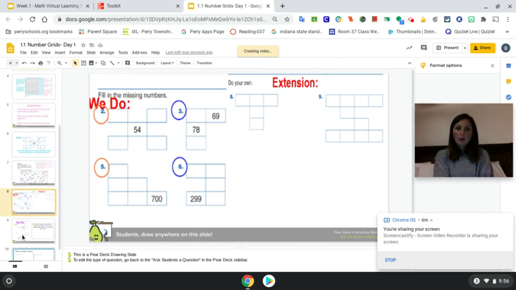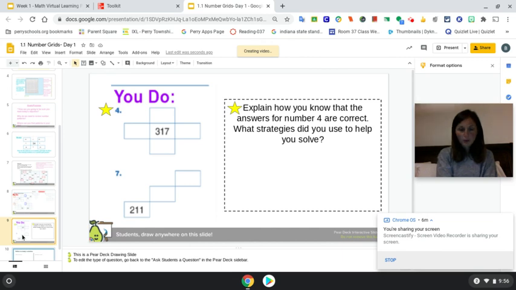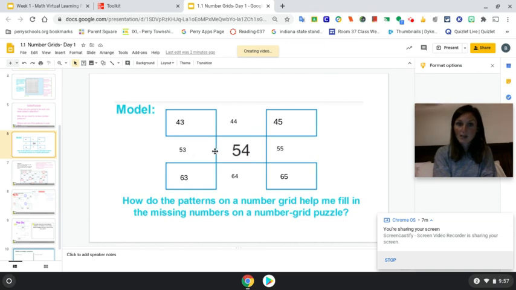At the end, I want you to do the you do, where you're going to do these two problems. And there's a star right here because I want you to explain how you were able to figure out the answers here. What strategies were you using in your brain to help you? Just like my strategy was to write in these numbers that were next to it, the up and down by tens and the side to side by ones. That was my strategy. What strategy did you use? How do you know your answers are correct?